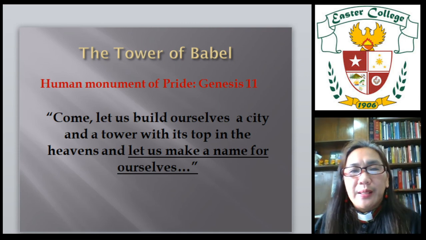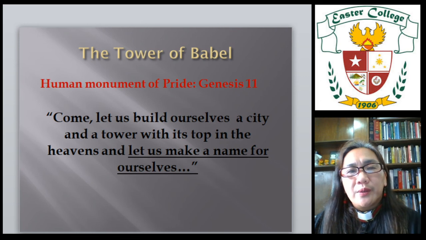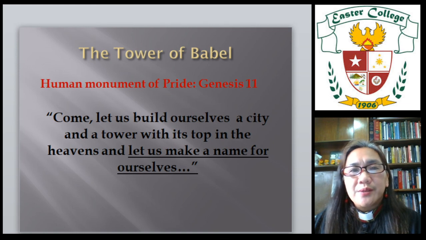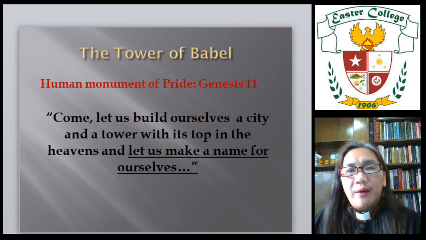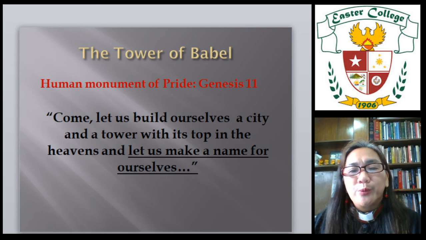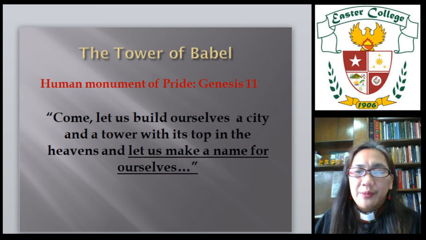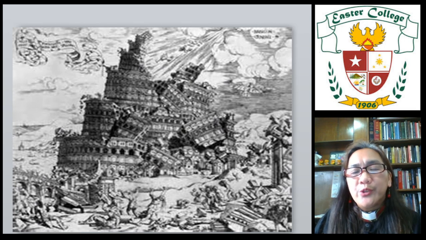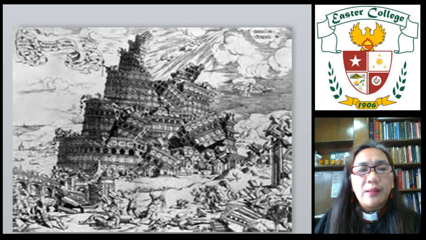Of course, ang explanation dyan is this particular narrative would explain to us why on earth people have different languages, have different colors, have different races. So the Tower of Babel is an explanation of that. Why do we have different languages? Ayan yung explanation sa Tower of Babel. But most importantly, it was not successful because it is constructed out of human pride. Yeah, let us make a name for ourselves. Okay, and of course, later, tuloy-tuloy pa rin ang ginagawa ng mga tao.